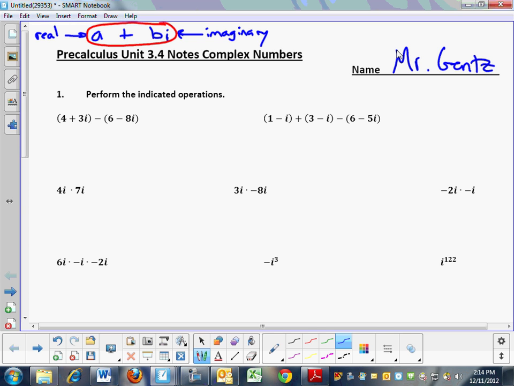Very simple. If you want to add two complex numbers, you add the real parts. So you have 4 and negative 6 is negative 2. Then you have 3 minus the negative 8i plus 11i. That's it.